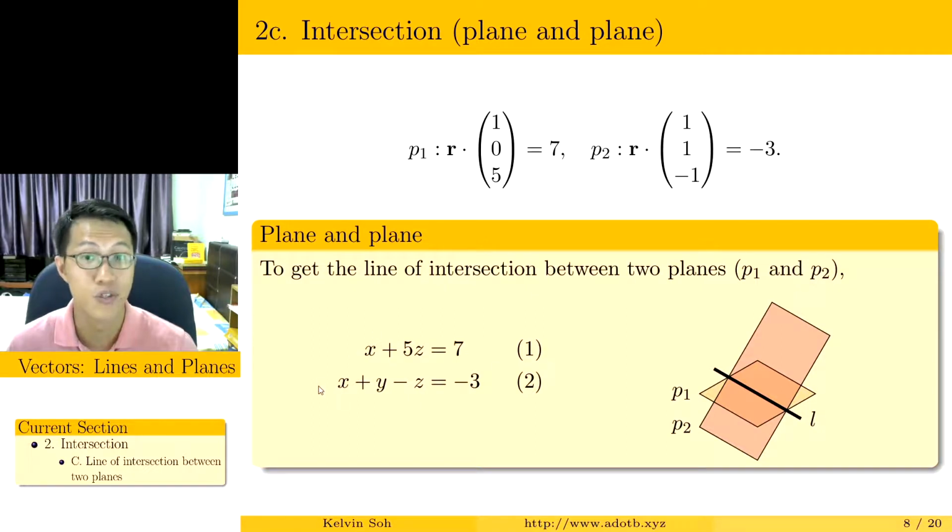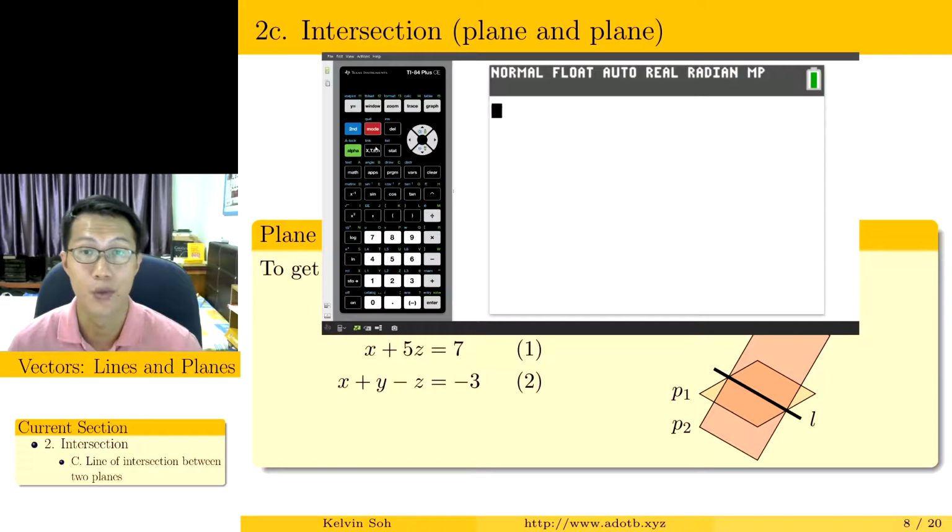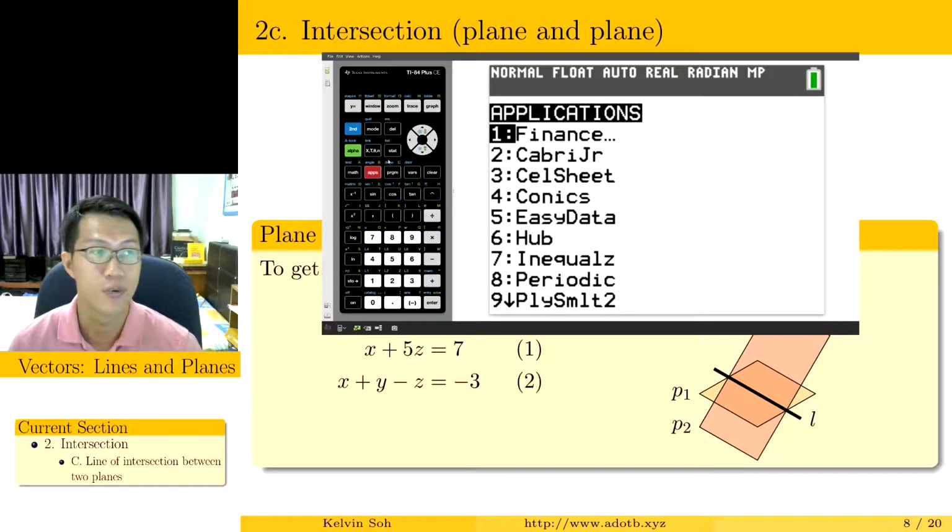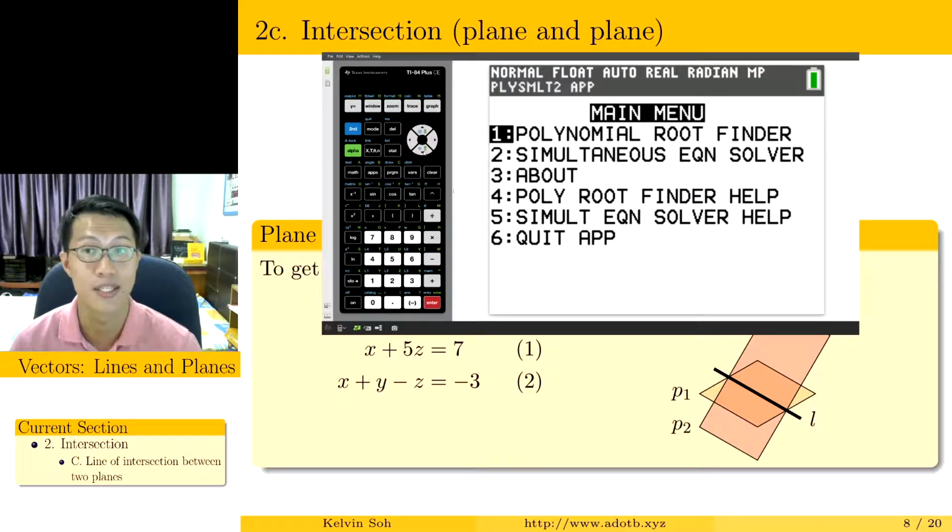So we have two equations over here, but 3 unknowns, which makes it tough to solve by hand. So let's go over to our calculator to see how this can be solved. On our calculator, we'll be looking for the APPS button. When we click it, we have a list of apps on our calculator. You may have a different list for your calculator, but the app we are looking for is called PlySmlt2. So hopefully this is on your calculator as well. Let's click enter. We're solving a set of simultaneous equations, so let's go to option 2, simultaneous equation solver.